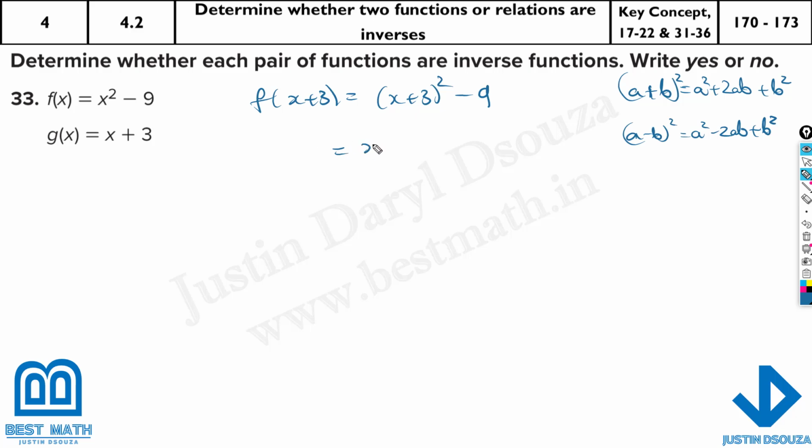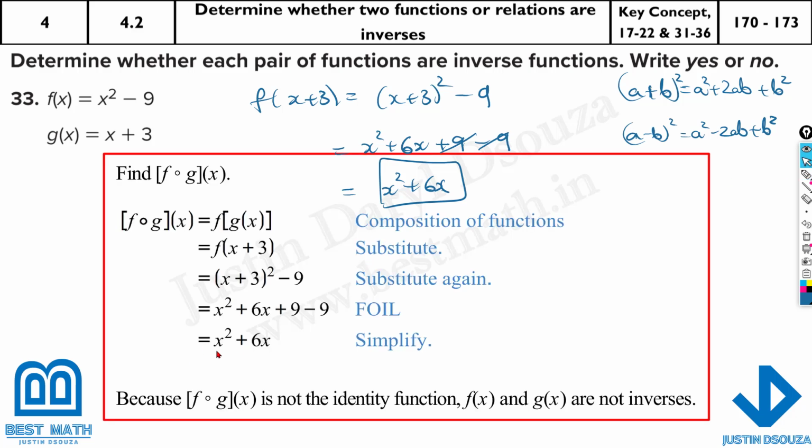Now here, it'll be x squared plus 2 times 3 will be 6, and then multiply with x, plus 3 squared is 9, minus 9. This cancels off, but you're remaining with x squared plus 6x. This is not inverse functions. You can stop over there. See over here, because of this, they're not inverse functions.